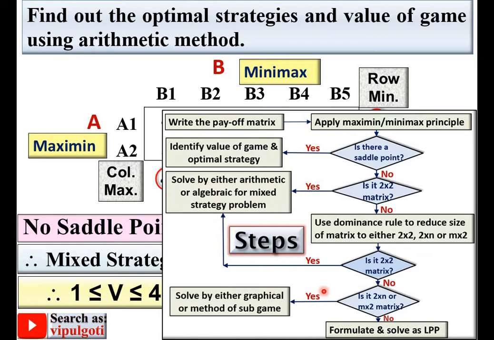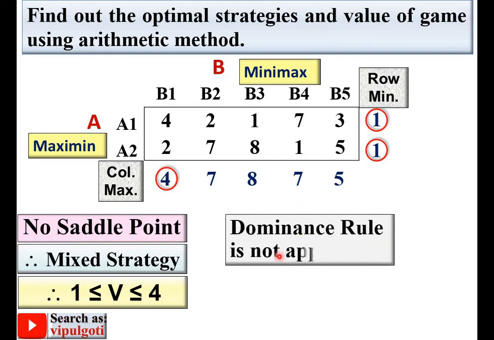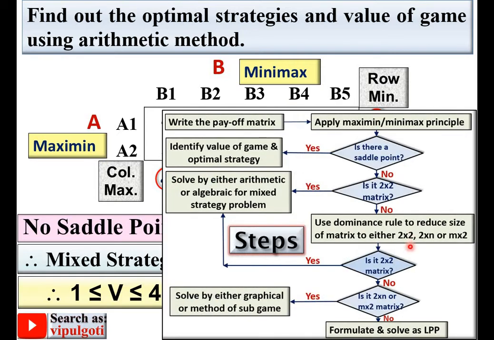Now I am going to apply the dominance rule. But look carefully: no row or column can be eliminated with respect to others, so we can say the dominance rule is not applicable. If you want to see the dominance rule in detail, you can refer to my earlier videos on the dominance rule, so you can understand exactly why it is not applicable here. Now, after the dominance rule, once again you have to ask the question: is it a 2 by 2 matrix? See over here.